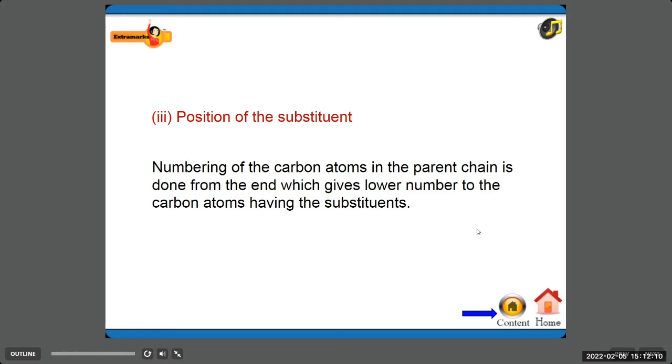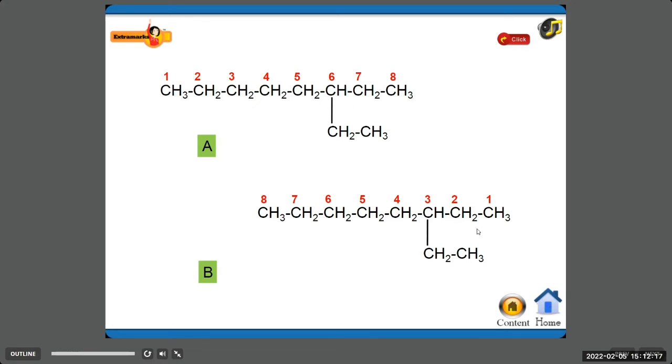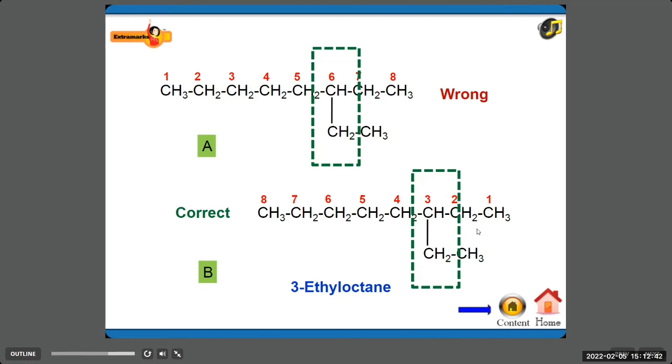Numbering of the carbon atoms in the parent chain is done from the end which gives a lower number to the carbon atoms having the substituents. For example, if CH2CH3 is a substituent, then the correct numbering of the carbon chain is as given by B. The numbering of the carbon chain as given in A is wrong because it gives a higher number to the carbon atom carrying the substituent. According to the rule, the IUPAC name of this compound is 3-ethyl-octane.